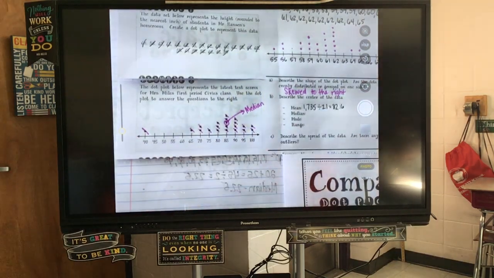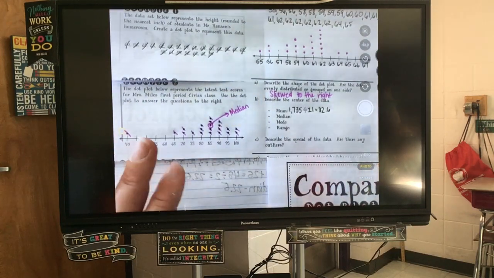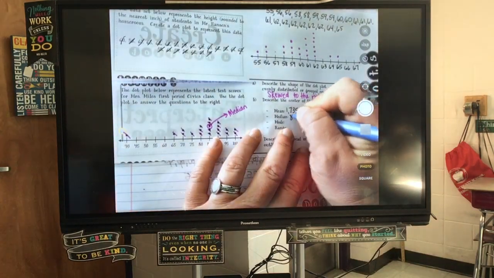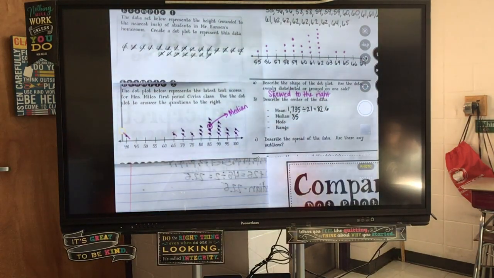All right, so then what number is our median? Levy? 85. So 82.6 is fairly close to 85. So we know that our mean and our median are good to go.